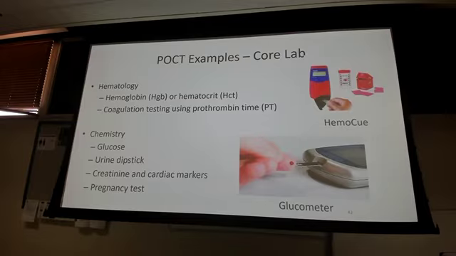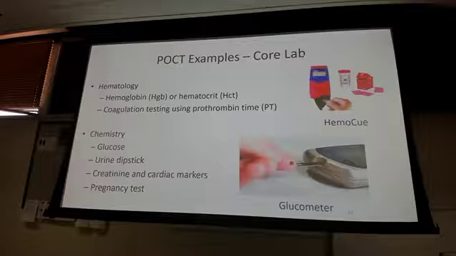So here's just some examples of the core lab of point of care testing. A lot of this you'll see on the wards, like the hemocubes. Like for anyone that's ever given blood, you know how they prick your finger in the beginning? That's what they're doing. They're looking at your hemoglobin. If you've ever seen patients that are on warfarin or Coumadin, they will also get their PT test done before they go to their appointments. And then on the bottom, you have the glucometers.